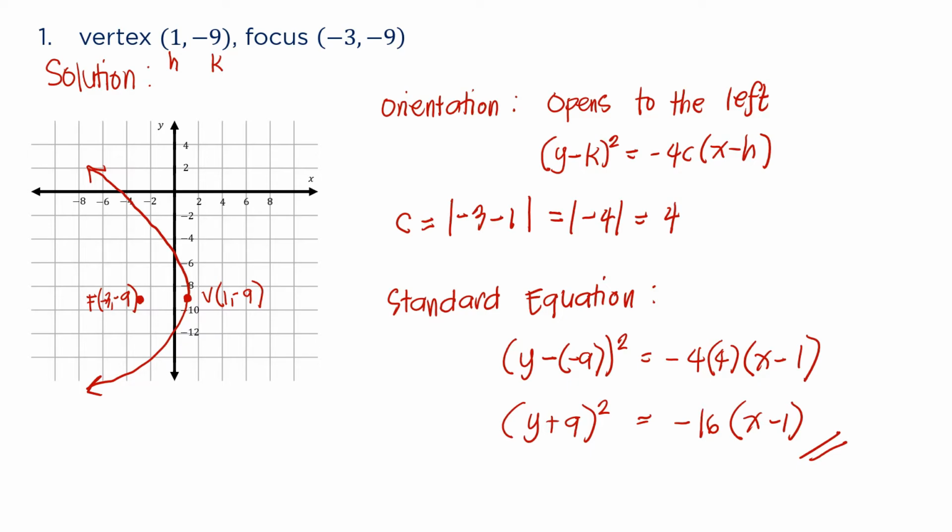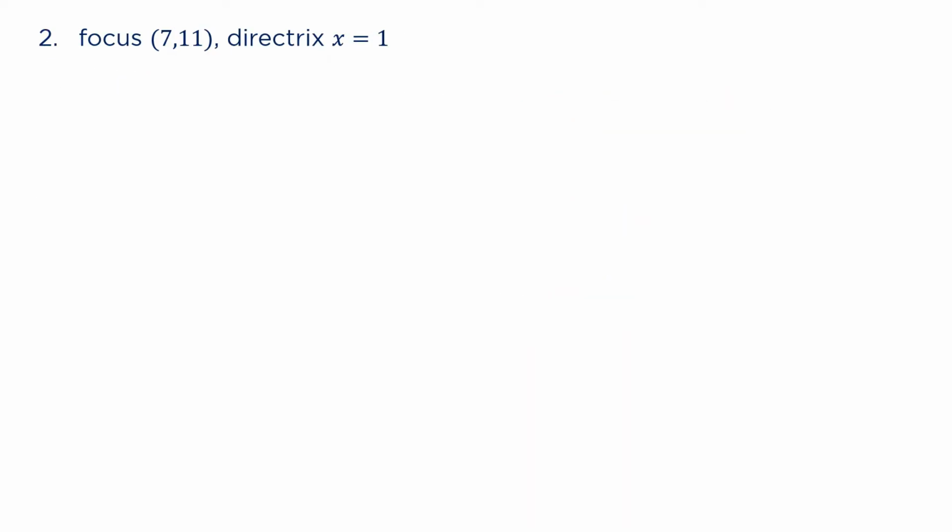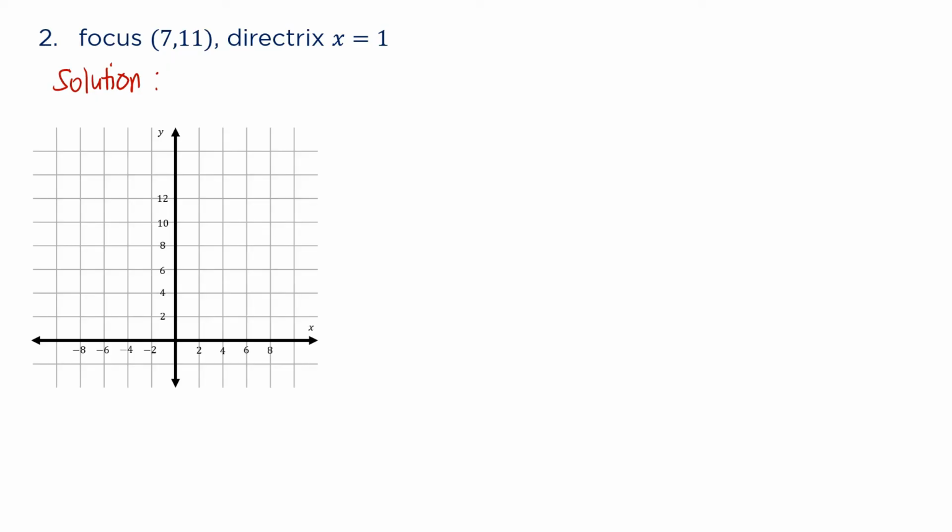Okay? Let's try number 2. The focus and the directrix are given. So we have here the solution. Suppose this is our xy plane. Since the focus is (7, 11), it is located here. This is our focus with coordinates (7, 11). Now, our directrix is x = 1, so this is that line. That is x = 1. So the directrix is vertical, x = 1.